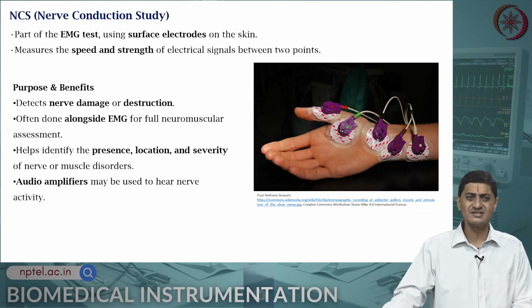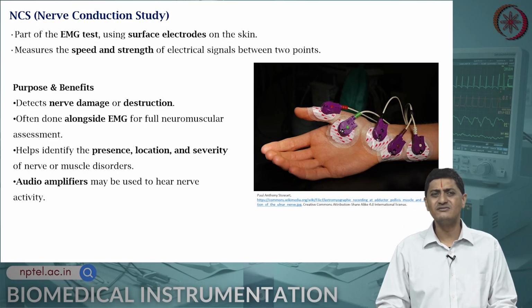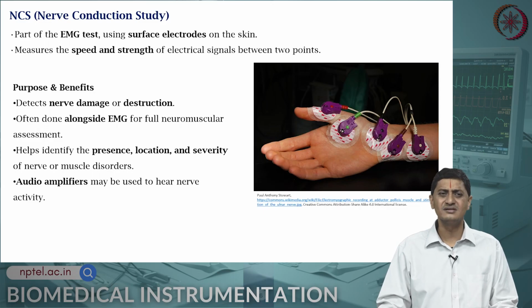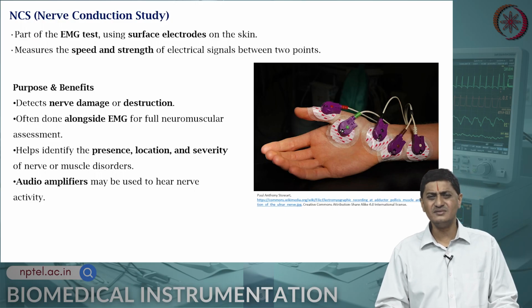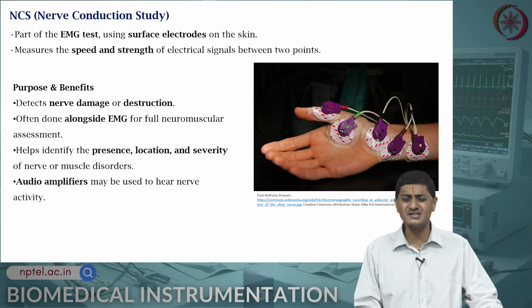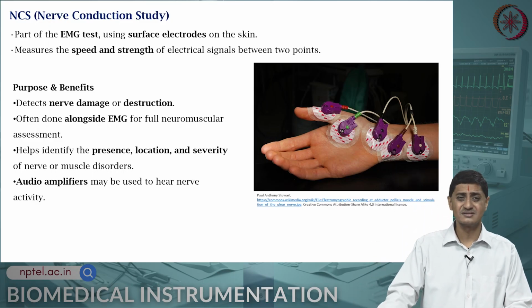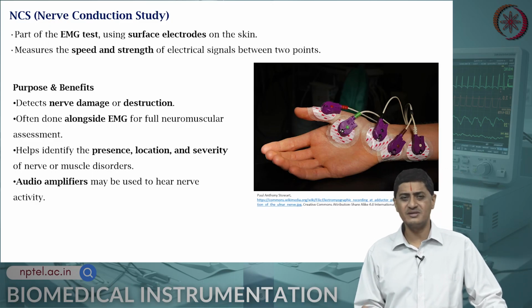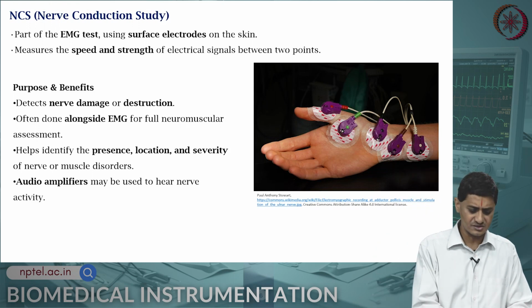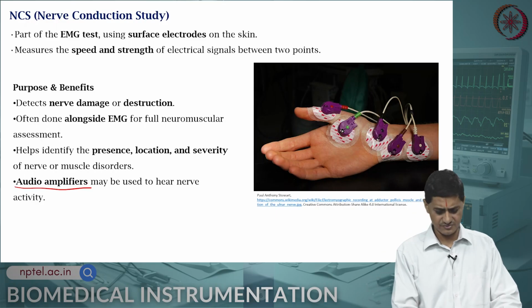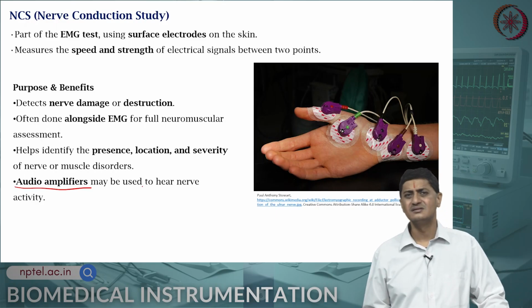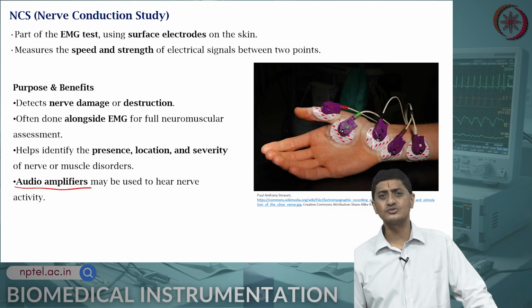What are the benefits? Essentially it detects nerve damage or nerve destruction. Often it is done along with EMG or a full neuromuscular assessment. It helps identify the presence, location and severity of the neuronal disorders or muscle disorders. Sometimes this nerve activity may be used along with audio amplifiers and speakers. This process is sometimes also called sonification.